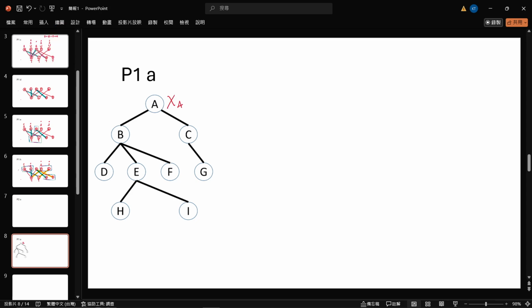We name the variables according to the labels on the vertices. So we have XA, XB, XC, and so on. Okay. So the objective function is to maximize the number of vertices that we can choose.